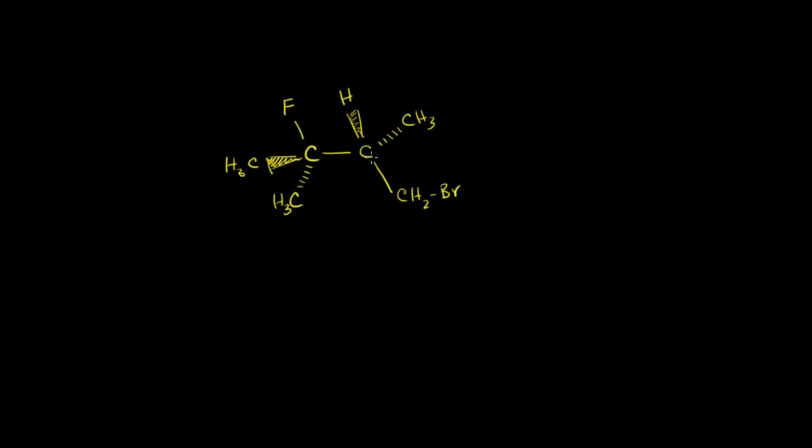This carbon right here is attached to a hydrogen and 3 other carbons, but each of these 3 carbons look like different groups. This carbon is attached to 2 methyls and a fluorine. This carbon is attached to 2 hydrogens and a bromine. This carbon is just a methyl group. So this right here does look like a chiral center. It does look like a chiral carbon, and the other ones don't.